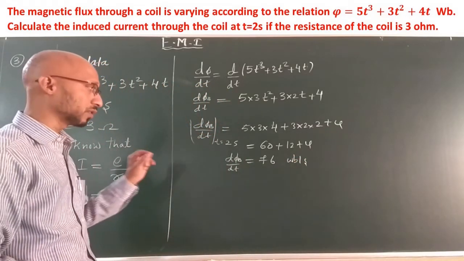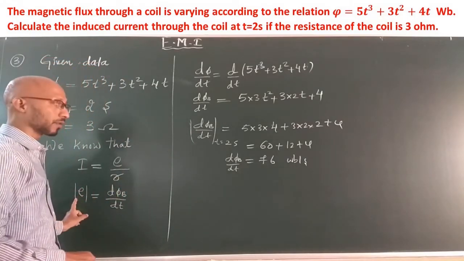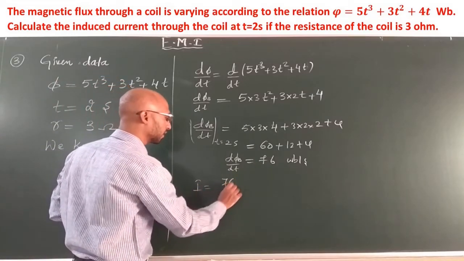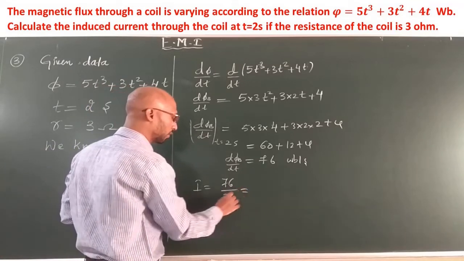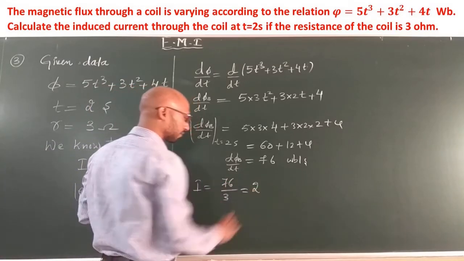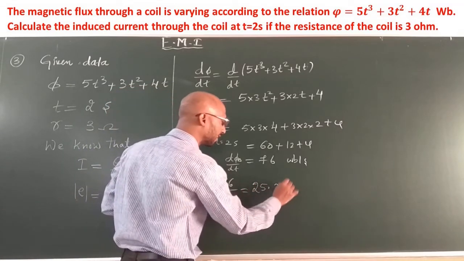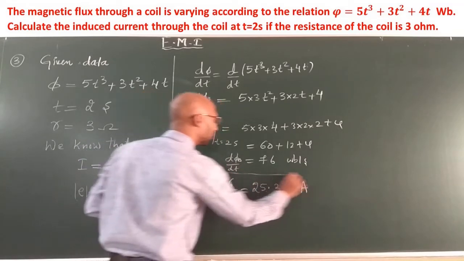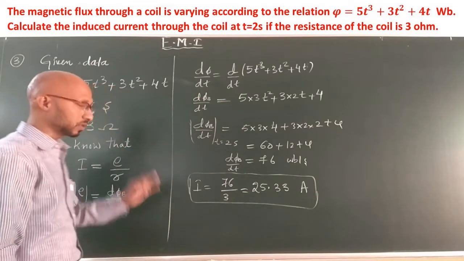This is the amount of induced EMF that will be generated in a coil. Now what is the current value? The current value is given by 76, because the resistance is given, that is 3. If you divide, what will come? 3 2s are 6, 3 5s are 15, so 25.33 ampere will come. This is the amount of current that will be produced in the induced coil.